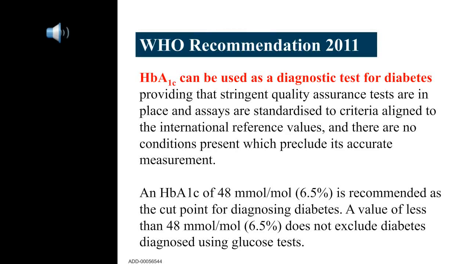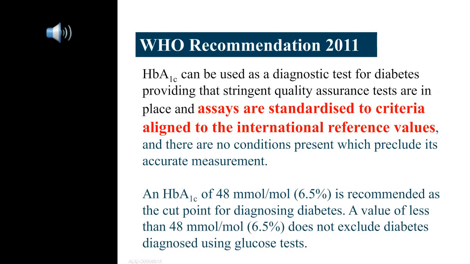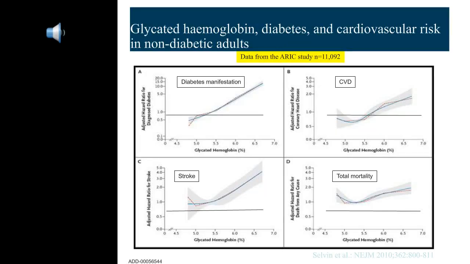And to this end, the WHO recommended in 2011 that HbA1c should be used for the diagnosis of diabetes. But they put forth some caveats: that there needs to be stringent quality assurance systems in place before it is used, and also that the assays are standardized to the international reference values. For this to happen, of course, methods need to be standardized to the IFCC reference system. As was stated in the consensus statement, it is the only anchor that is valid for standardization of hemoglobin A1c.